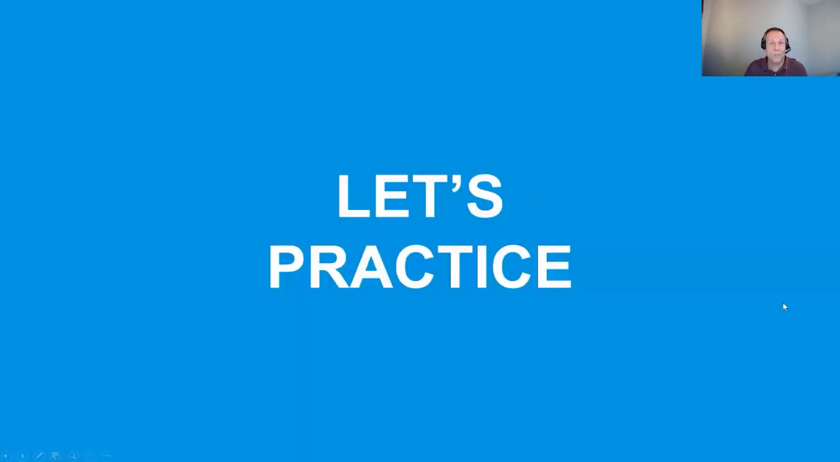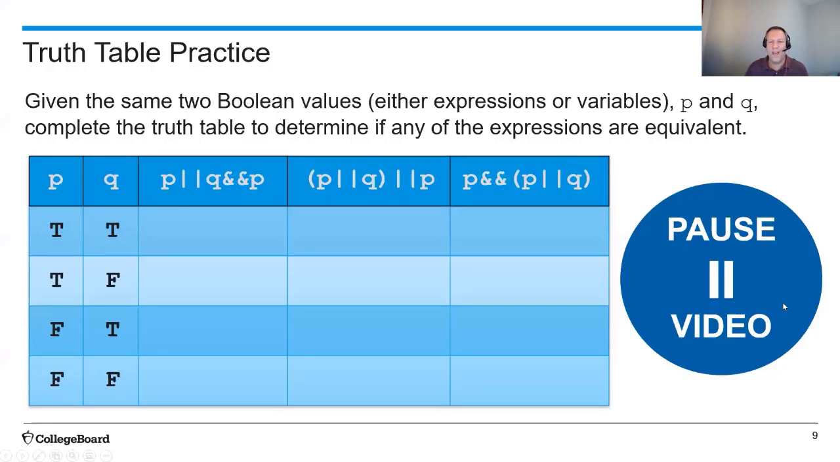So let's practice some of these. Here's a truth table, and I just have some random Boolean expressions. I've got P and Q filled out for all combinations: true, true, true, false, false, true, and false, false. And see if we can evaluate these. Why don't we go ahead and pause the video here for a moment and see if you can fill out the truth table for these values, and then look at the columns to see if any of these expressions are equivalent. So go ahead and pause and give it a shot.